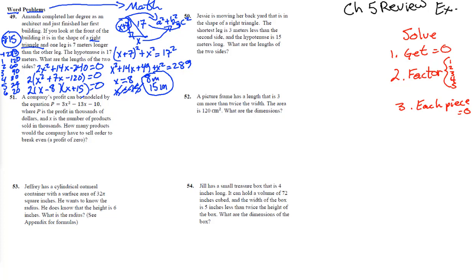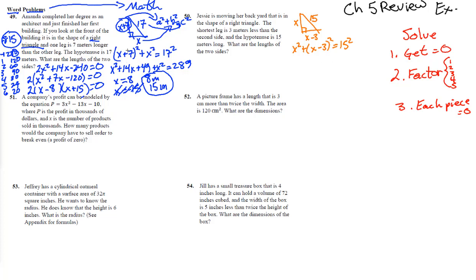Moving on to number 50. Jesse is mowing her backyard that is in the shape of a right triangle. Oh, we get the same exact thing, shape of a right triangle here. We're going to be using a squared plus b squared equals c squared. The shortest leg, this one, is 3 meters less than the second one. So if that guy's x, this guy's x minus 3. And the hypotenuse is 15. So we get the equation x squared plus (x minus 3) squared equals 15 squared.